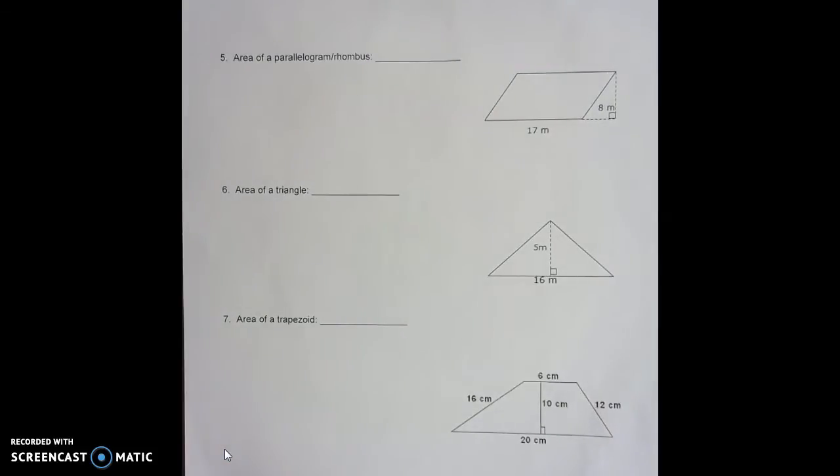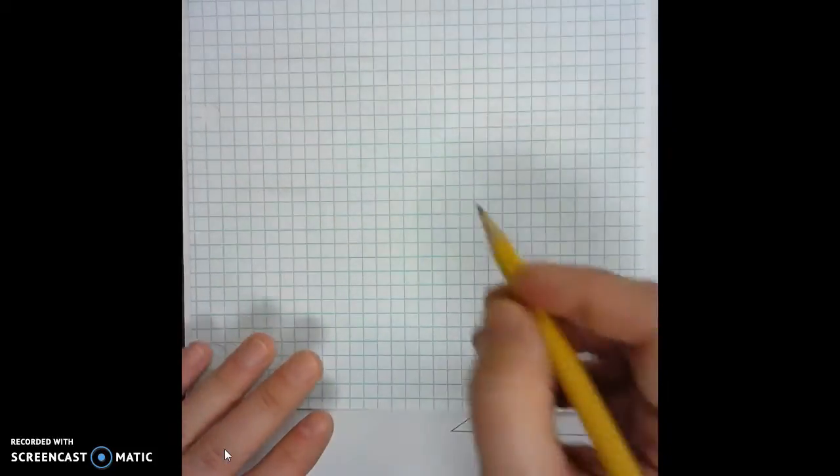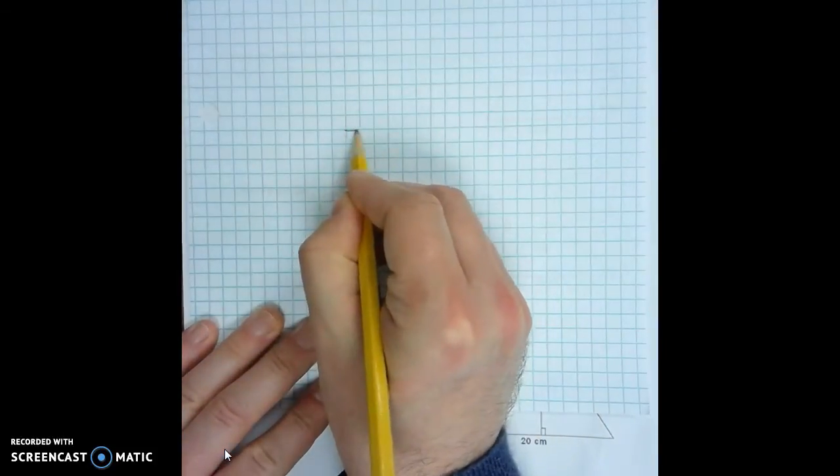Our next shape is a parallelogram or a rhombus. And so I'm going to bring my graph paper back out, and I'm going to try to sketch a parallelogram.